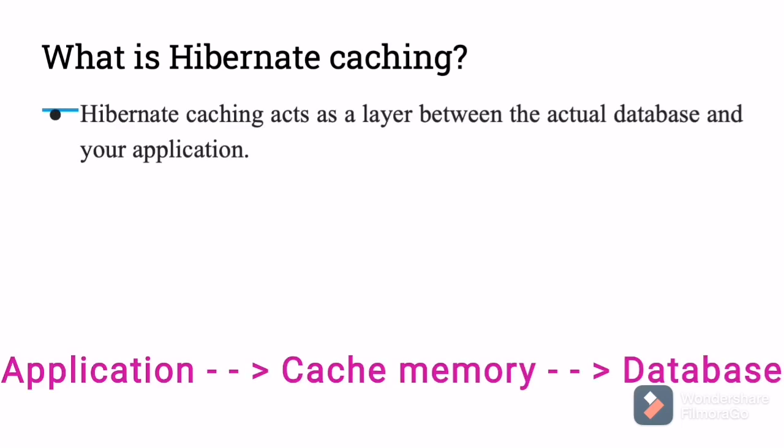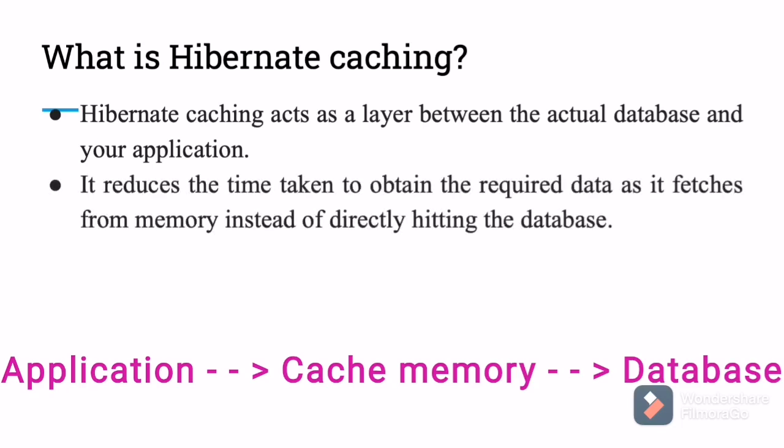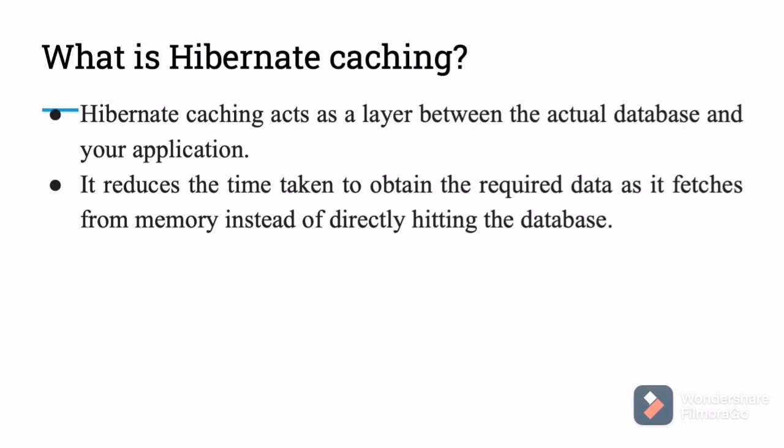How? This caching will act as a layer between the actual database and your application. So it reduces the time taken to obtain the required data. How? It will fetch the data from memory only instead of directly hitting the database. So this caching layer will store those values for some time, so that if the same data is called again, it will load from this memory.